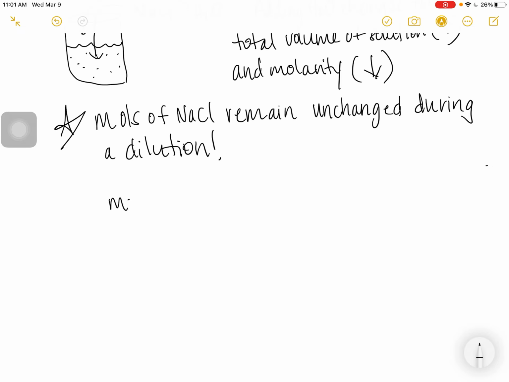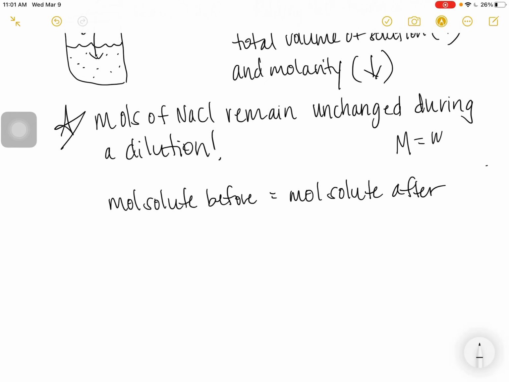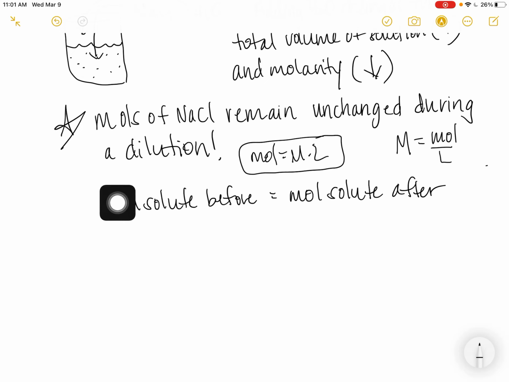So from that, we can say the moles of solute before the dilution are equal to the moles of solute after the dilution. Okay, that's kind of what we just said, that the moles aren't going to change. They're going to stay the same. From there, let's think about that we know molarity is moles per liter, right? So if I wanted to solve that equation for moles, then I would have moles equal to molarity times liters, just like we did in our discussion of molarity. So then I can kind of substitute that in.